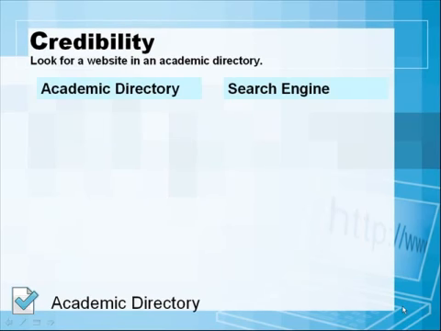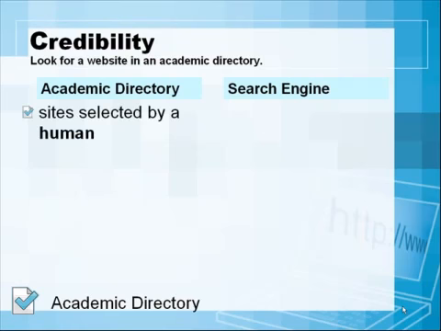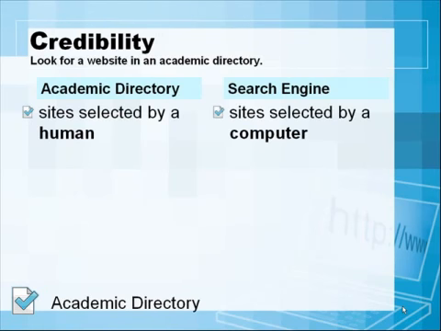There are several differences between an academic directory and a regular search engine. Websites that are included in an academic directory are selected by a human being, usually called an editor. The sites that are in a search engine are usually selected by a computer, using a computer program called a spider.